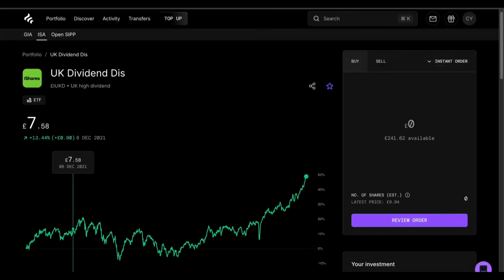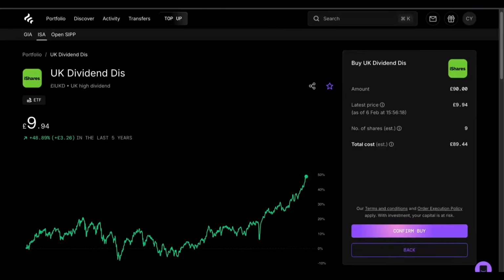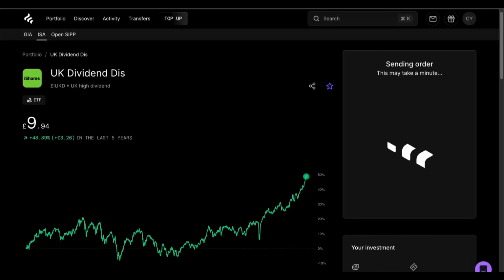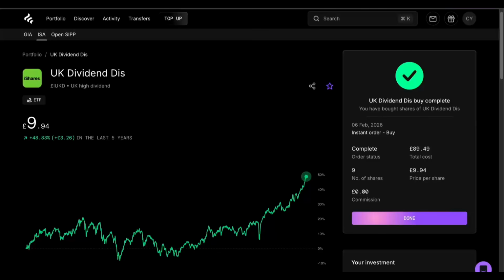It has also outperformed the FTSE 100 over the past 1, 3, and 5 years, making it a solid fit for an income-focused portfolio. And for those reasons, that is exactly why I'm going to be adding to my position today, and I'm going to add 9 shares for a total amount of £89.44. This is the main position that I'm going to continue building every single month. And at the end of today's video, I'll reveal how much income the portfolio is generating on both a monthly and yearly basis, so make sure you stay tuned for that.